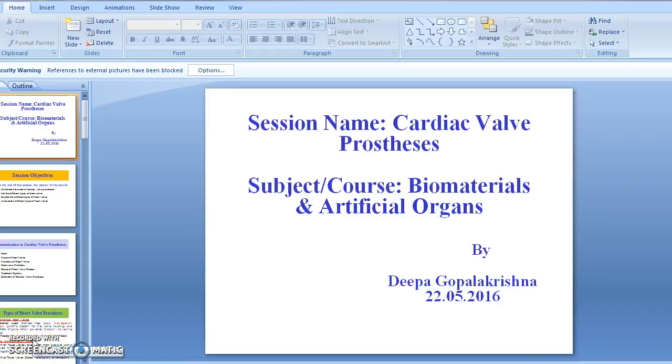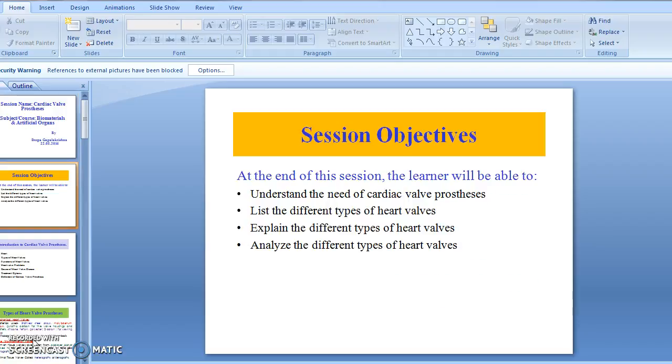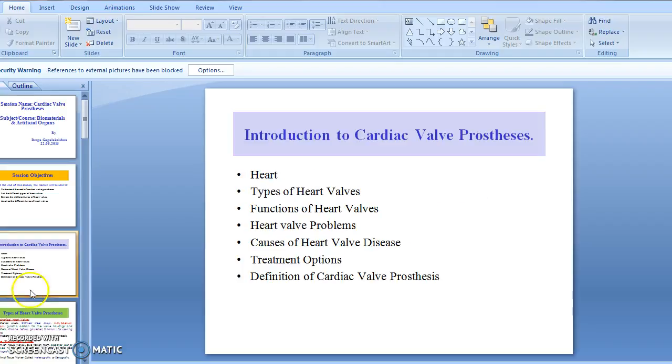Let us begin the session of the subject Biomaterials and Artificial Organs, and the topic will be cardiac wall prosthesis. So the session objectives are mainly to understand the need of cardiac wall prosthesis, list the different types of heart walls, explain and analyze the different types of heart walls. So we'll start with the introduction of the heart.